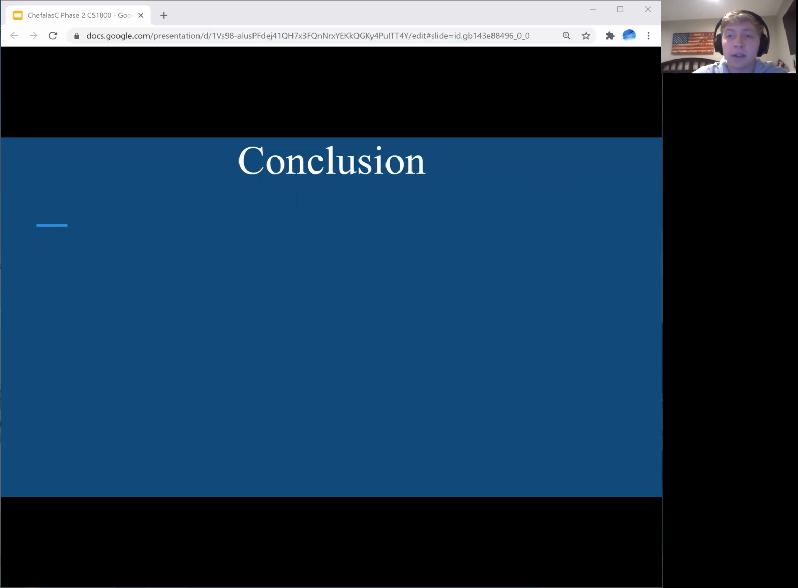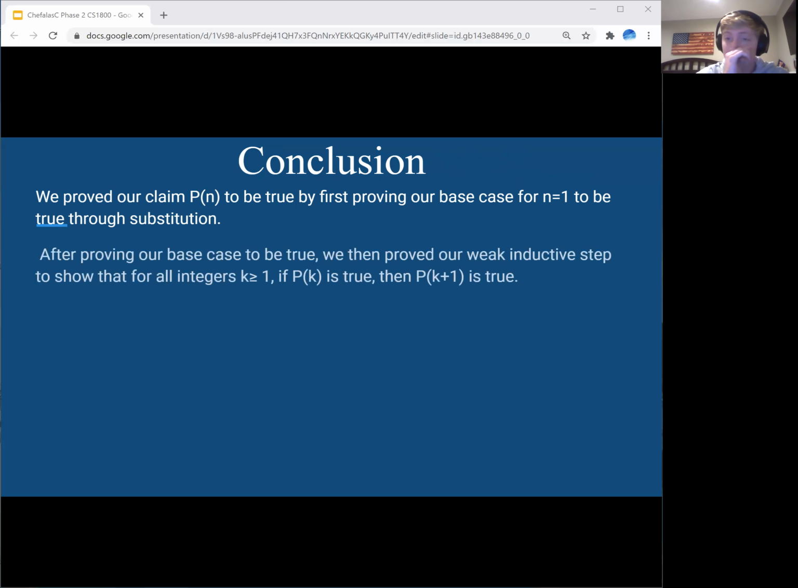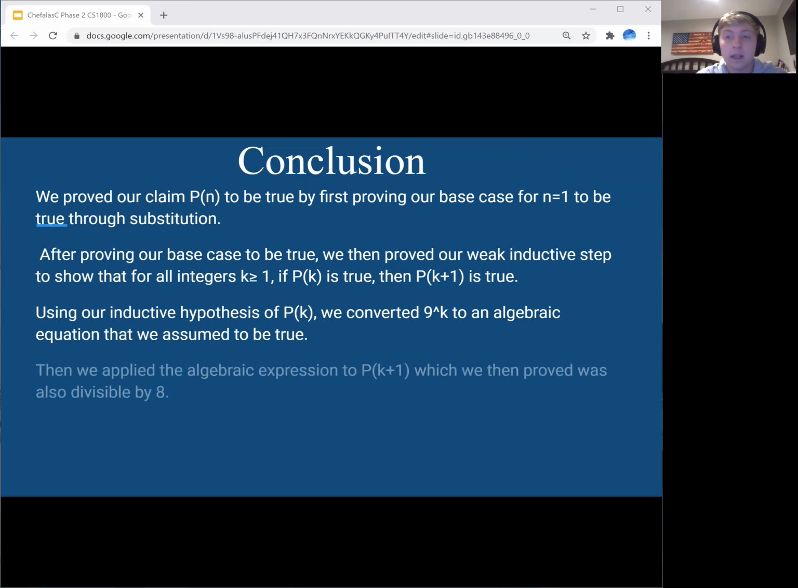Upon proving our base case and our inductive step, we will now end the proof with a conclusion of how we proved our claim. We first proved our claim to be true by proving our base case for n equals 1 to be true by substitution. After proving our base case to be true, we then proved our weak inductive step to show that for all integers k greater than or equal to 1, if P(k) is true, then P(k+1) is true. Using our weak inductive hypothesis of P(k), we converted 9 to the k to an algebraic equation that we assumed to be true. Then we applied the algebraic expression to P(k+1), which we then proved to be true.